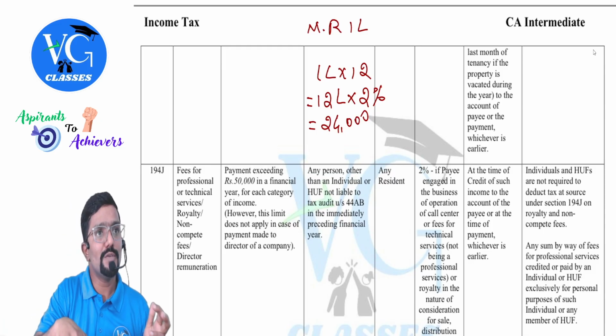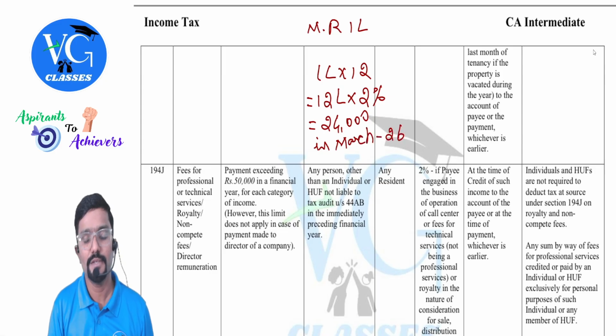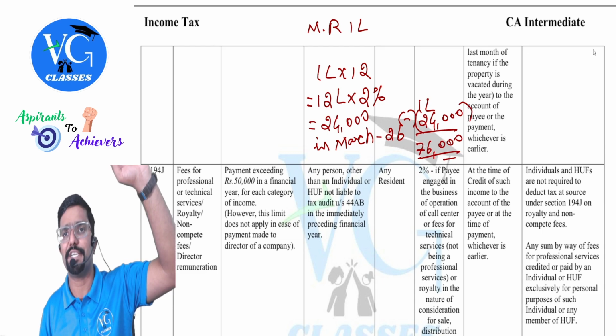So 24,000 should be deducted in which month, guys? In March. March 26. So in March 26, I will pay 1 lakh minus 24,000. How much will I pay to the owner? 76,000, guys. Hope you got it.